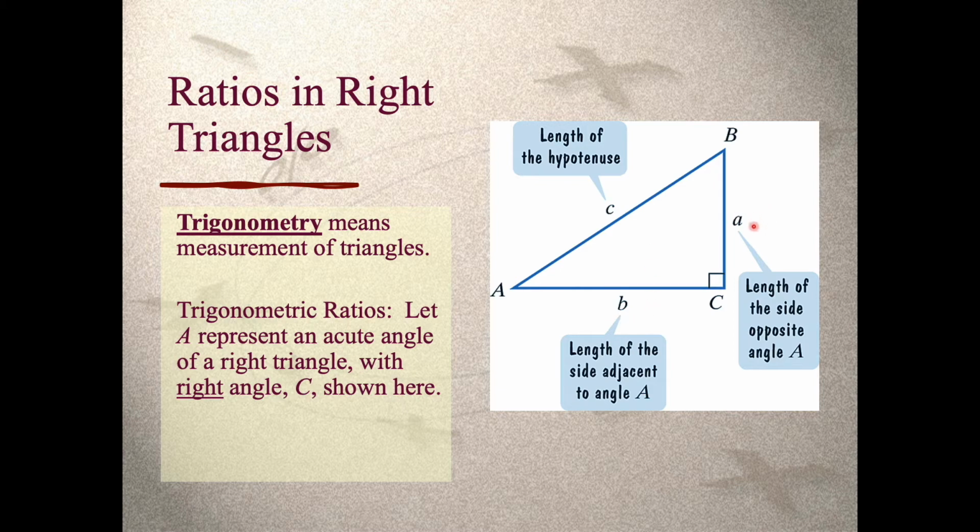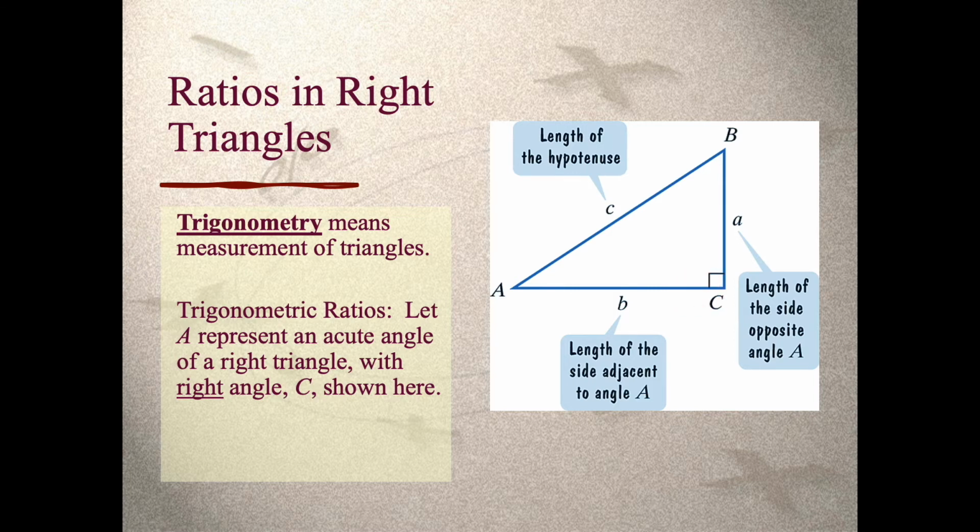And so little a is going to be the length of the side opposite angle A. And if we're focused on just angle A, then we're going to say little b is the length of the side adjacent to angle A. So notice that's touching angle A. Opposite means it's not touching. And then little c is the side of the hypotenuse, and the hypotenuse is always the side that's opposite the right angle.